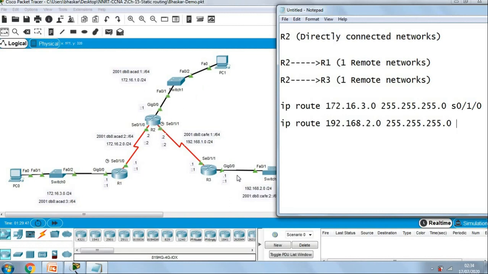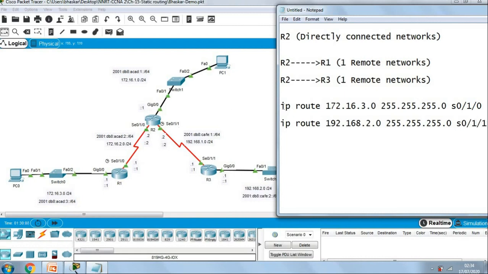From R2, I want to reach this R3 network. From R2, my exit interface is this one, right? Because the packet is going like this one. Clear? This is the path. What is the exit interface for R2 to reach R3? Serial 0/1/1. Okay, so serial 0/1/1, right?